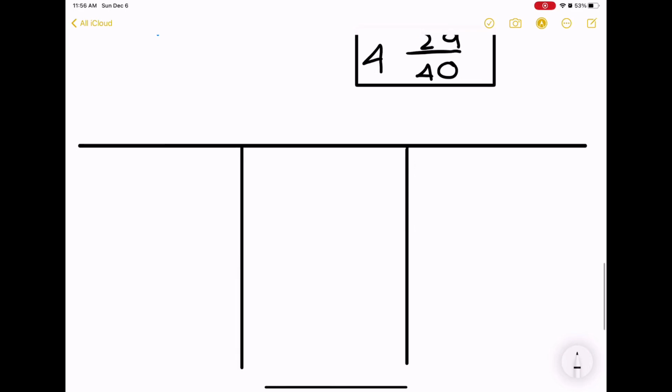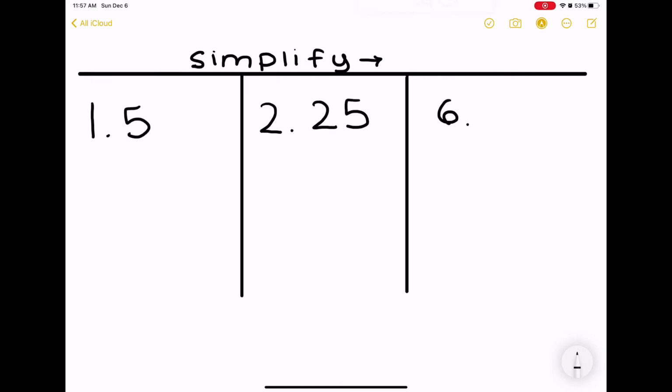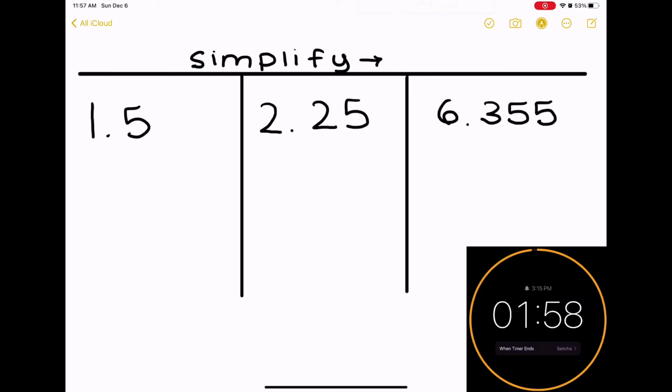So I'm going to give you 3 problems, 3 decimals to convert to fractions. So you'll have to convert 1.5 into a fraction, 2.25, and 6.355. You'll have 2 minutes.